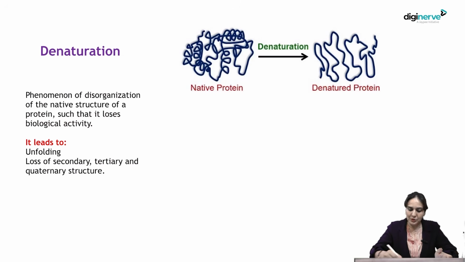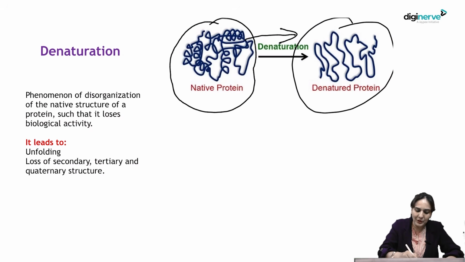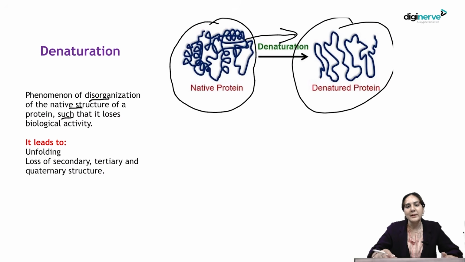Next is denaturation. So what happens? As we have discussed, this folding of protein is required for its functioning, so that it can become active and participate. But what will happen if they are denatured? Their folds are removed, so they will again become non-functional. The phenomenon of disorganization of the native structure of protein such that it loses its biological activity is known as denaturation. So if the folds are removed, denaturation will occur and the protein will lose its activity.